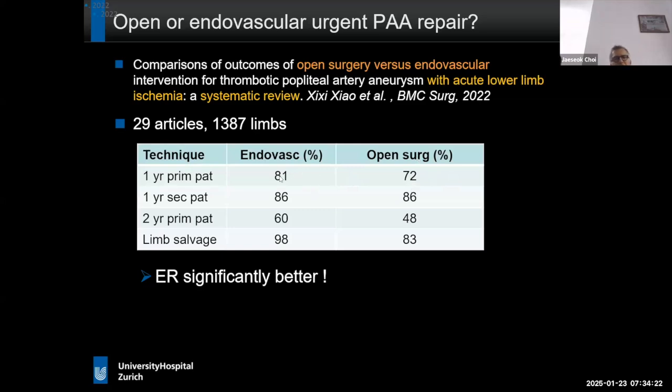In different categories, primary patency rate is significantly better with the endovascular technique. Secondary patency is the same. At 2 years, primary patency is better, and limb salvage rate is definitely better if those patients are treated by endovascular means.